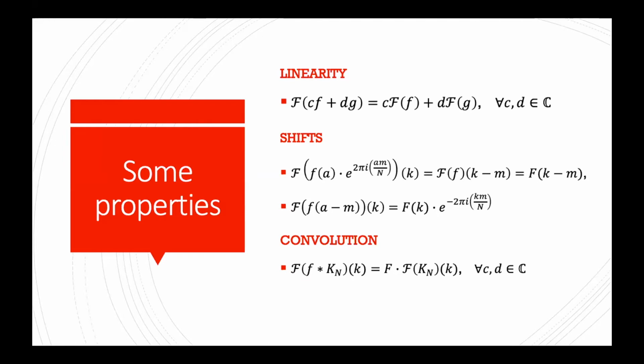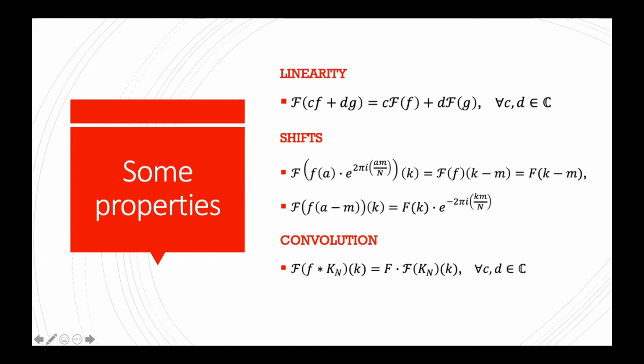And convolutions. So the identity here tells us that if you take the convolution of a function f with some kernel, n here stands for that the length of this discrete thing is length n. So convolution is just multiplication of the Fourier transform of f and the Fourier transform of the kernel.